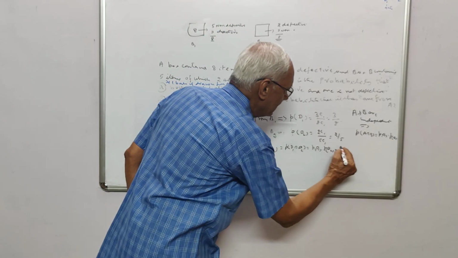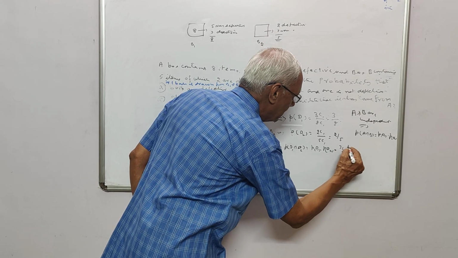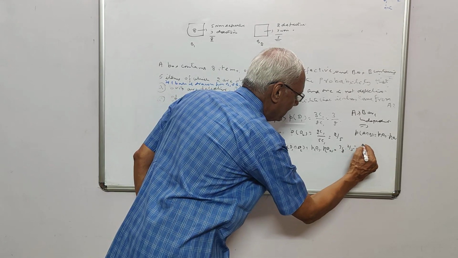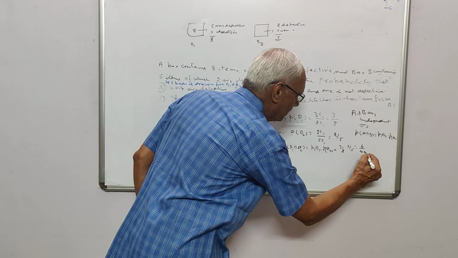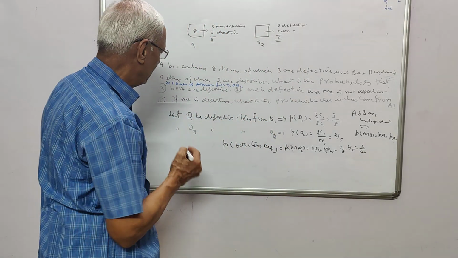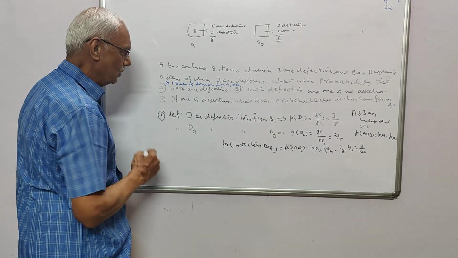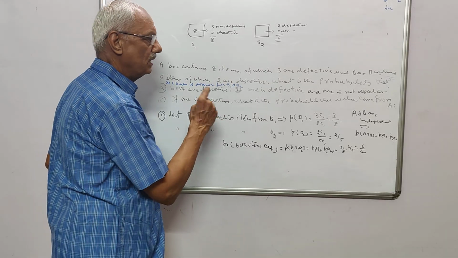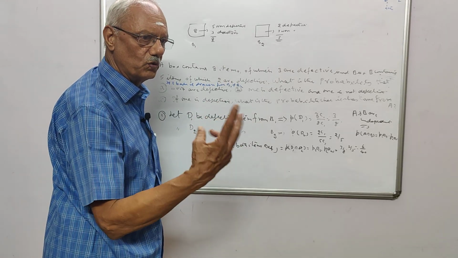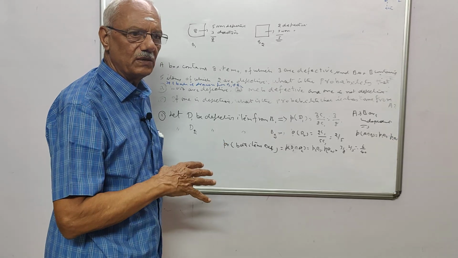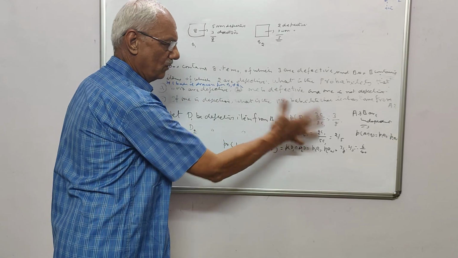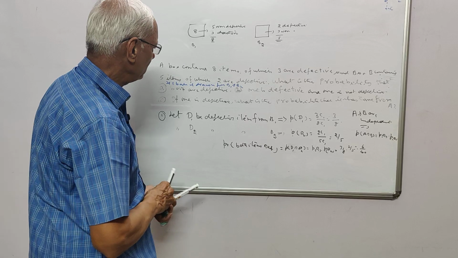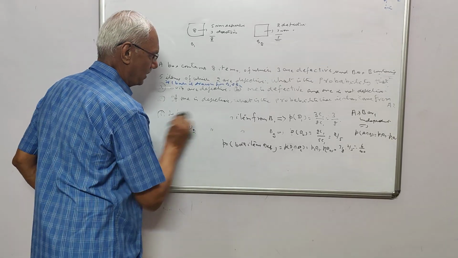So you see that this is equal to 3 by 8 into 2 by 5, that is equal to 6 by 40. So this is the probability for your question number 1: what is the probability that both are defective if one ball is removed from both the boxes? So I have got that here. Now we will pass on to the second one.